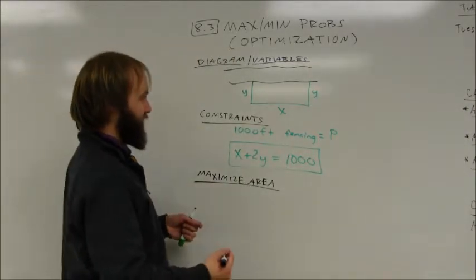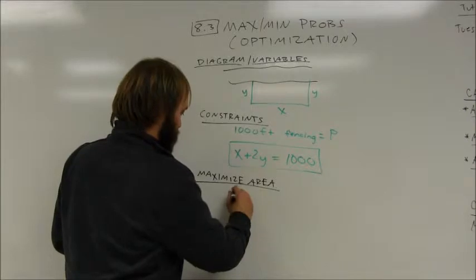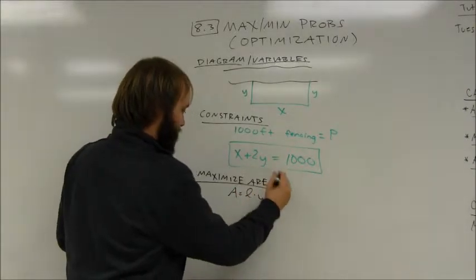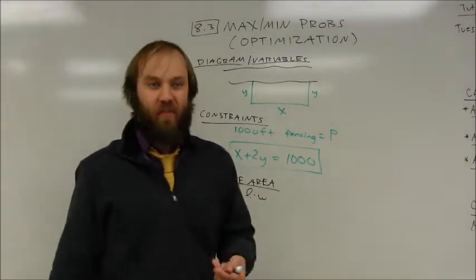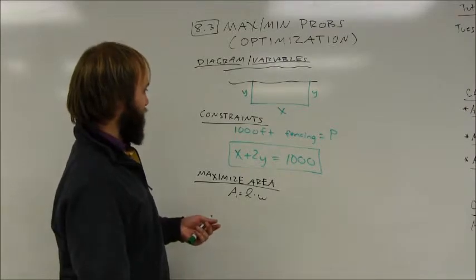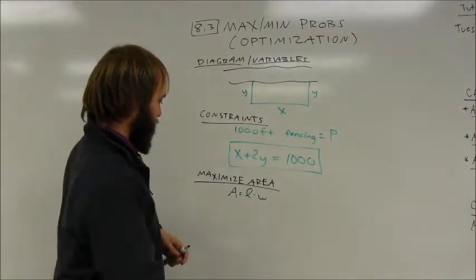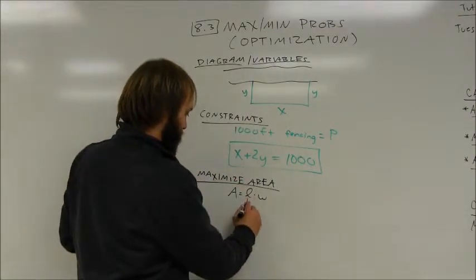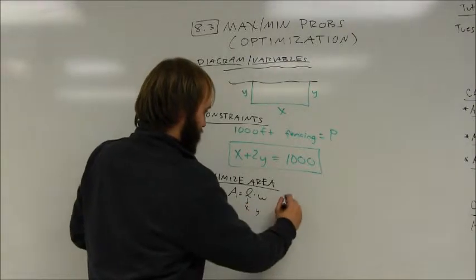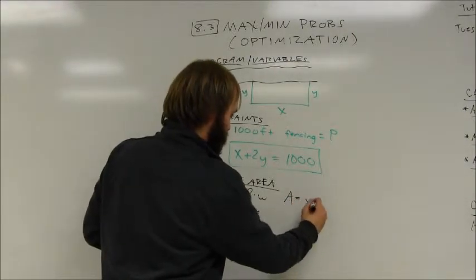So in a simplistic sense, area is equal to length times width. I'd like to write it using the variables from my diagram. So you'll notice here in this case that's going to be x times y. So I'm going to replace that. I have an x and a y. So we say that my equation is x times y.